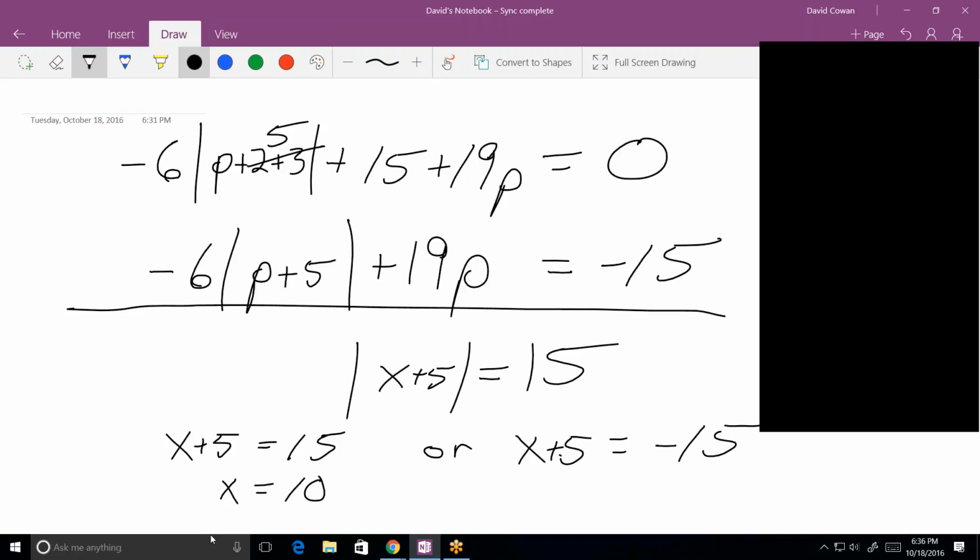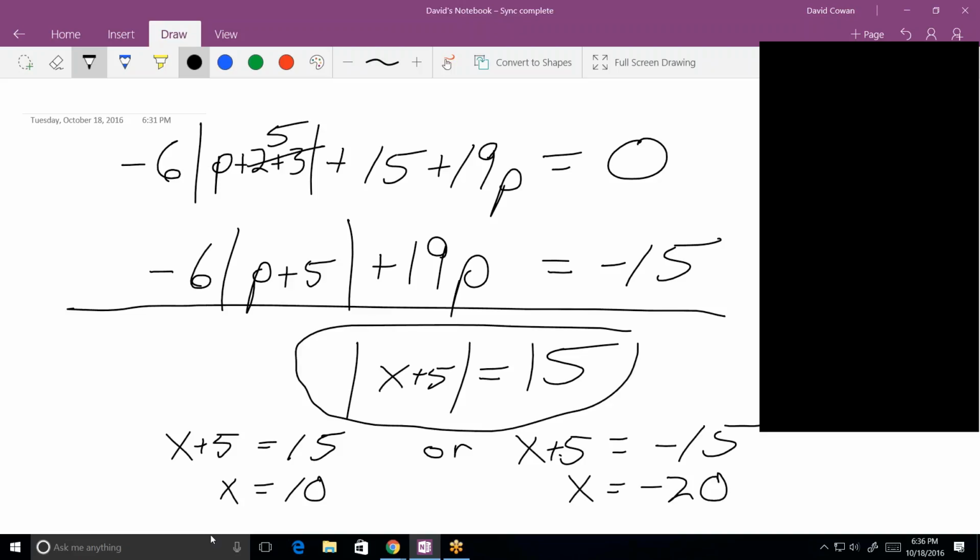And notice that this gives you two solutions. One solution is x equals 10. The other solution is x equals minus 20. And notice that both work. If I put in x of 10, that's a proper equation. And if I put in an x of minus 20, it's a proper equation.